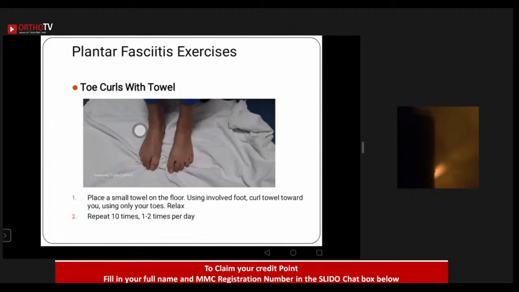The first exercise is toe curls with a towel. Place a small towel on the floor using the involved foot. Then curl the towel towards you using only your toes and then relax. Repeat this 10 times, once or twice per day. Very simple exercise. You can do it while sitting.